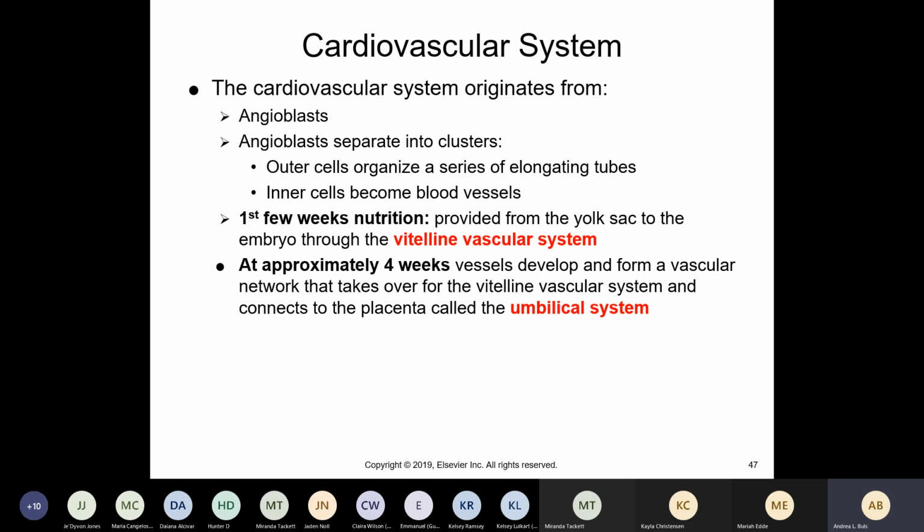And then at about 4 weeks, those vessels develop and form a vascular network that takes over for that vitelline vascular system, and you'll know that as the umbilical system, the umbilical cord. So that will then connect after 4 weeks to the placenta, and that will provide nutrition to the embryo at that point.